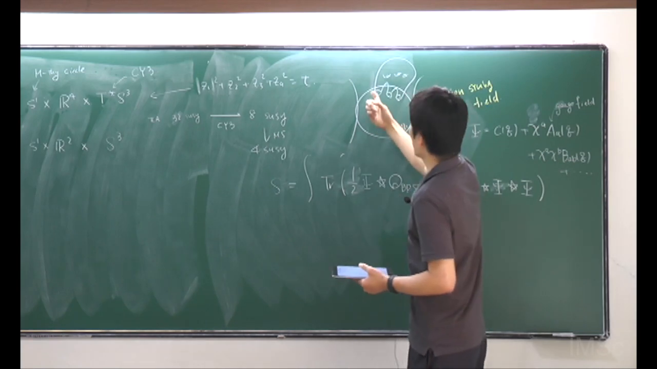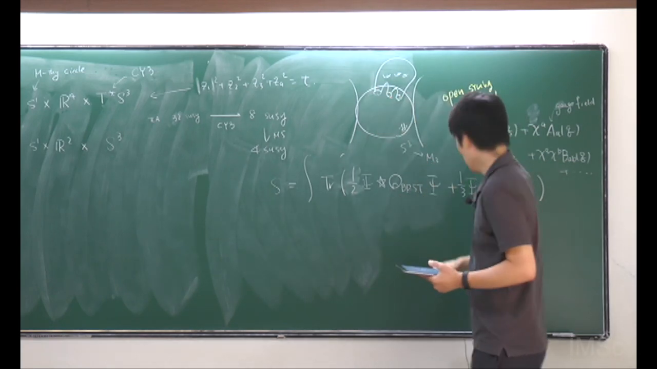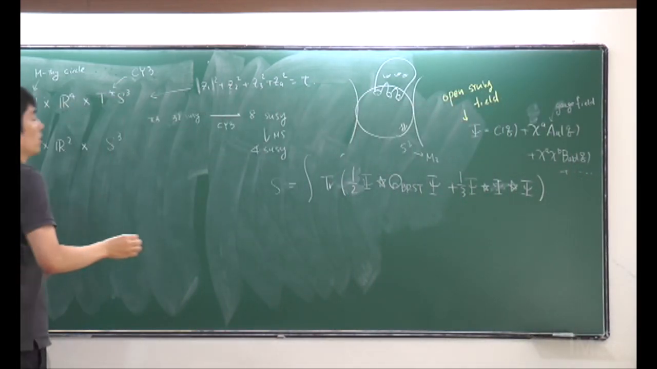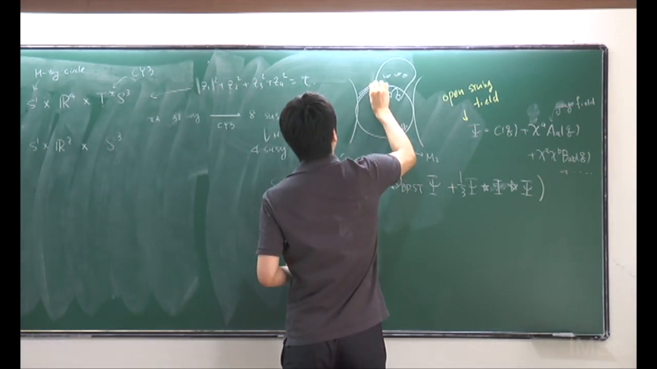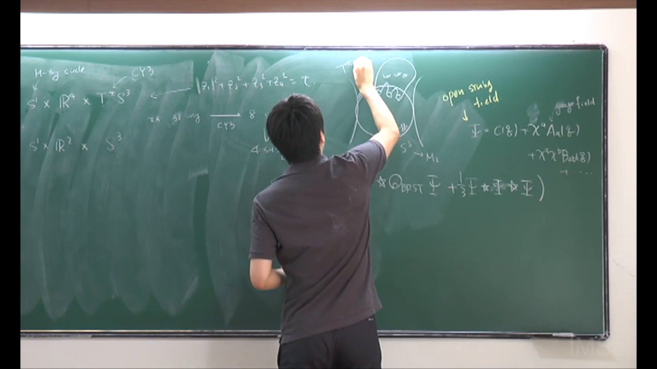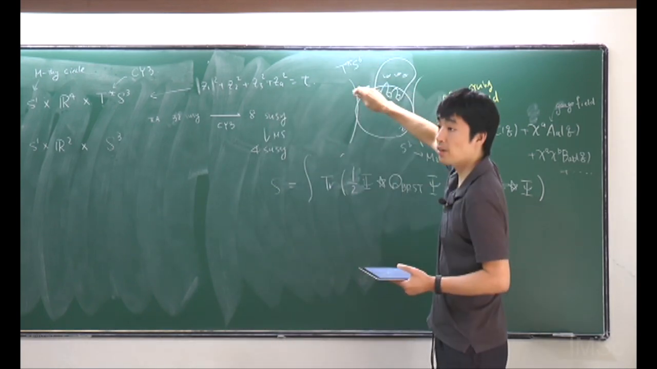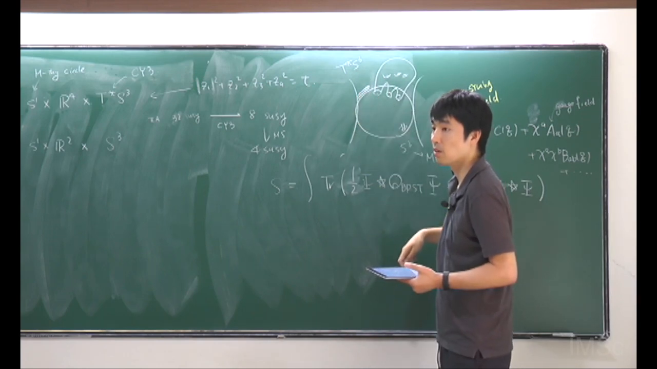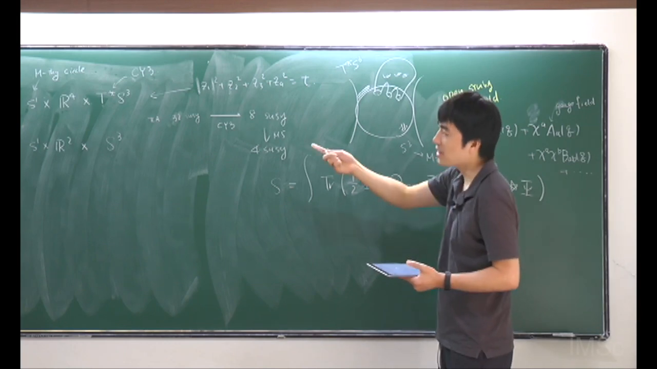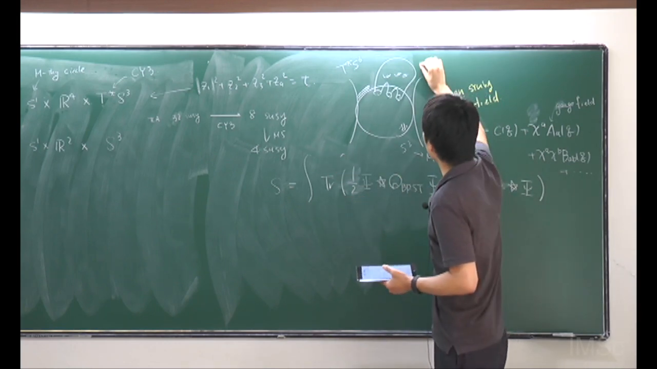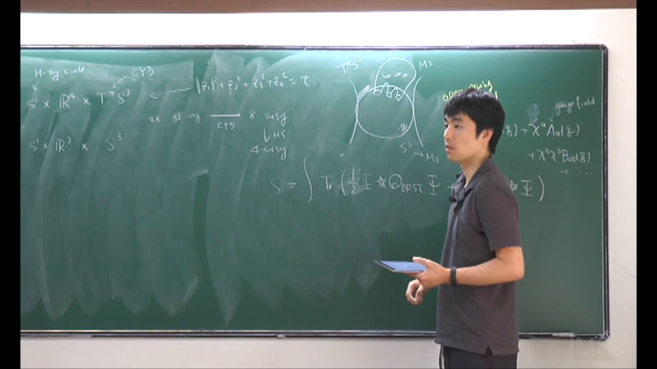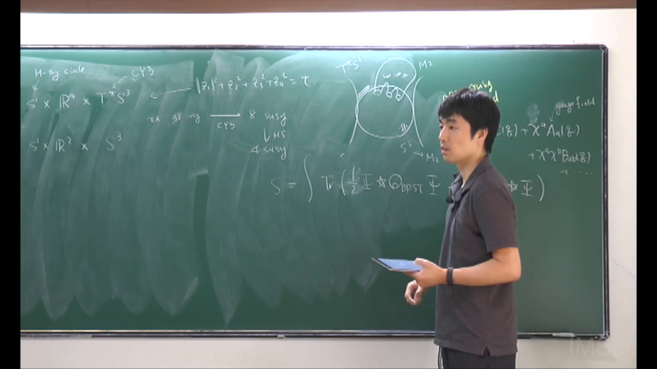Why open? It has a boundary. Because you wrap N M5 branes, and the N M5 branes wrap on S3, actually. This is T star S3. If you have a brane, the Riemann surface string can end on the brane. In this case it is an M2 brane. But you don't know the full spectrum, so you cannot write a string or whatever for the M2 brane; only at low energy can you talk about it.